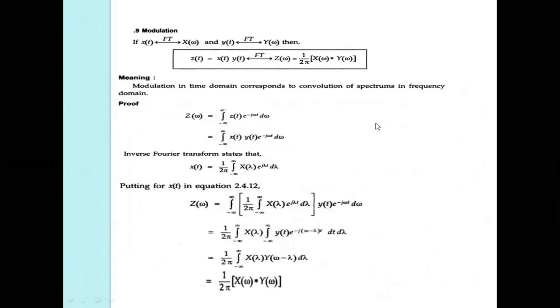Coming to the ninth property, the modulation property. We already saw this modulation property in the Fourier series also. Modulation means multiplication in the time domain. If time is multiplied, frequency is convolution. If time is convolution, the frequency is a product, nothing but multiplication.